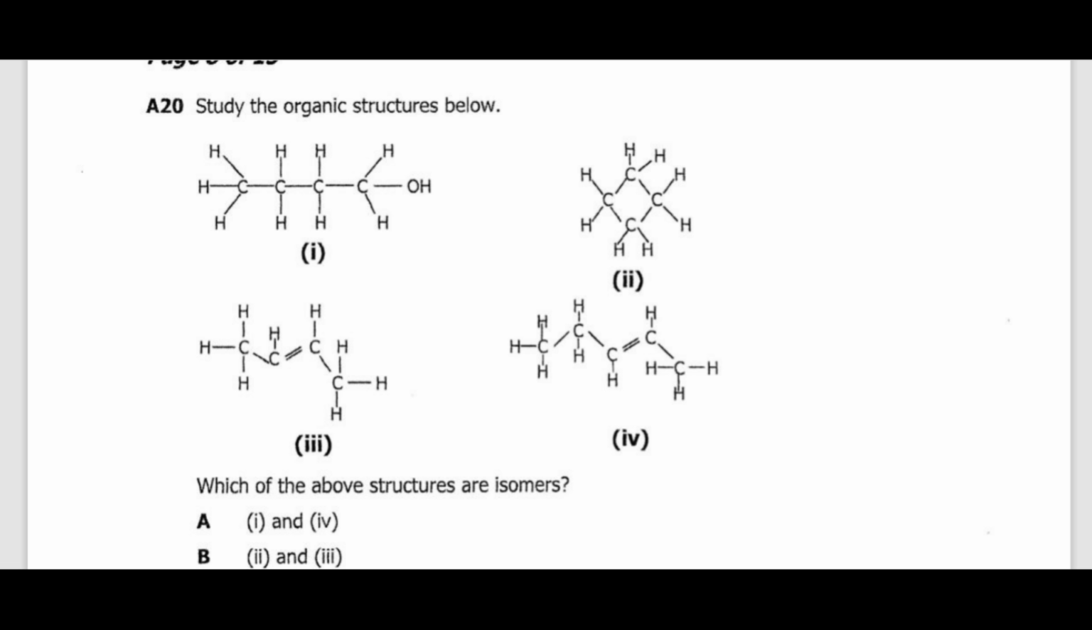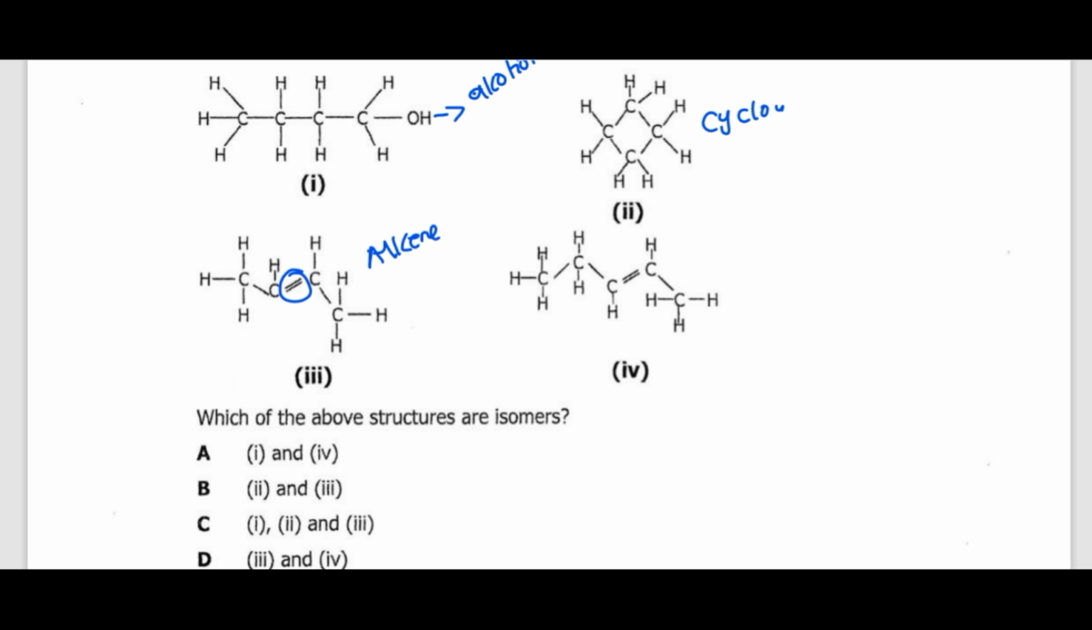Study the organic structures below. From these structures, we can see that here we have OH. This tells us that we are dealing with an alcohol. Now for this one, we can see that we have something like a cyclo because it is forming a ring. Then here there is a double bond. We are dealing with an alkene because of the double bond. Then here we also have a double bond. We have another alkene.